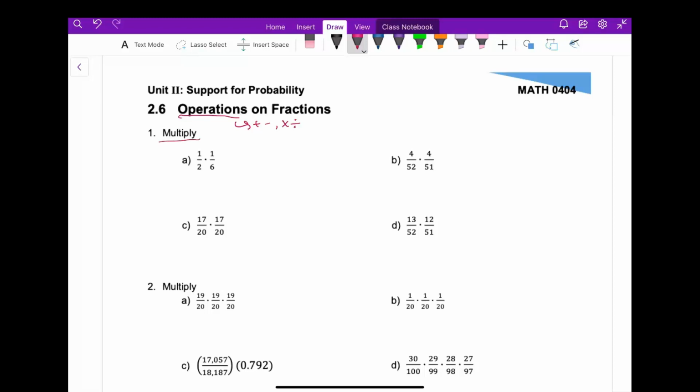Let's take a look at example A, 1/2 times 1/6. Remember, to multiply, we're going to multiply numerator times numerator and denominator times denominator. Simple process: 1 times 1 is 1, and 2 times 6 is 12. When we're looking at our answer, we're looking to simplify.